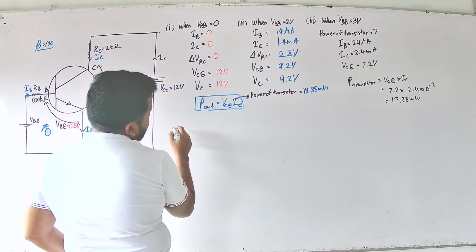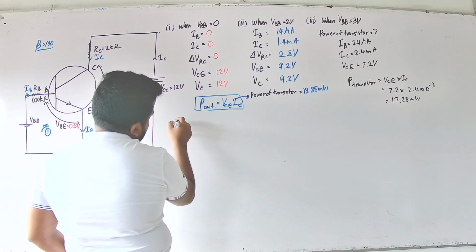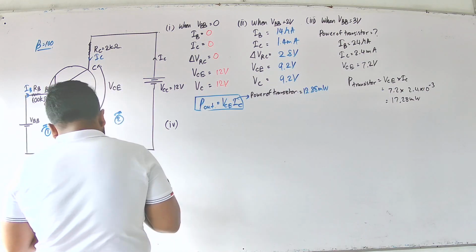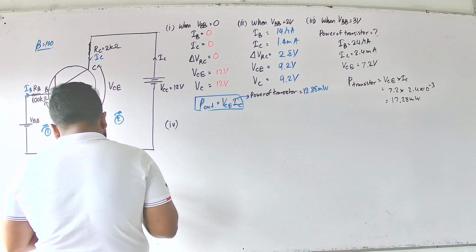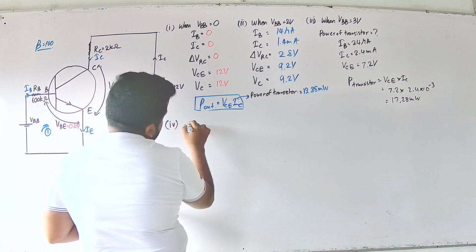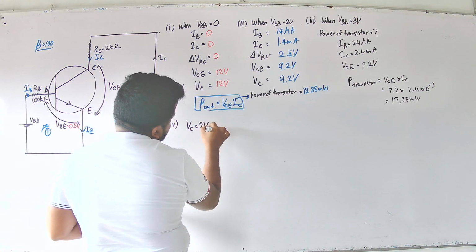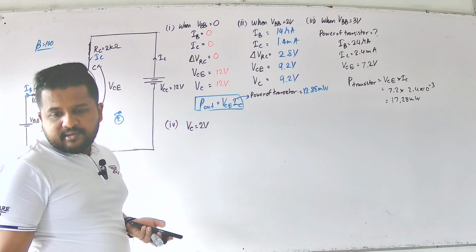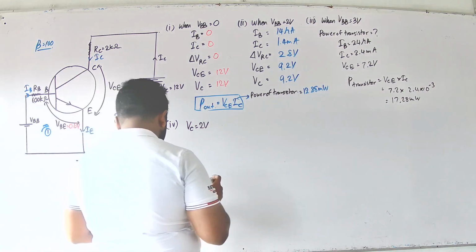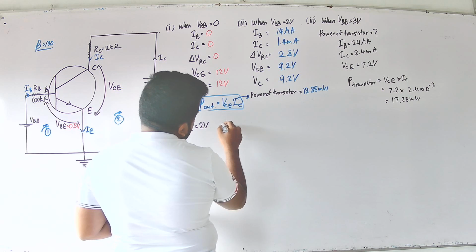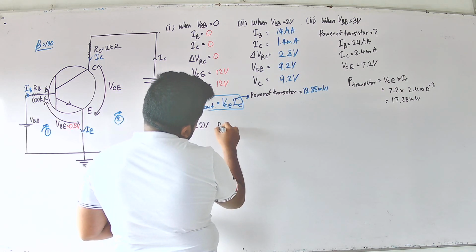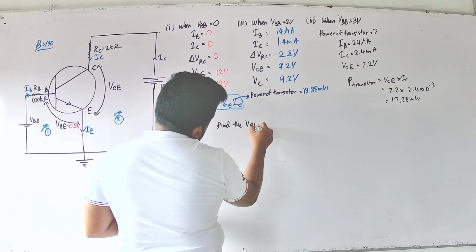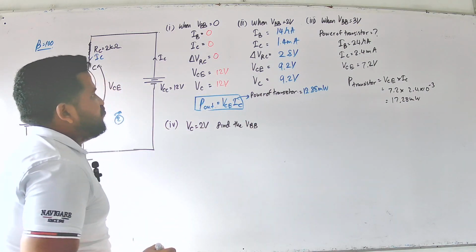Number 4. To get VC as 2 volt, find the VBB.